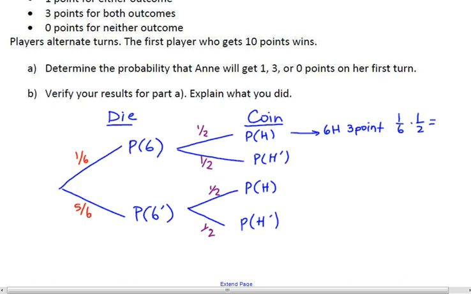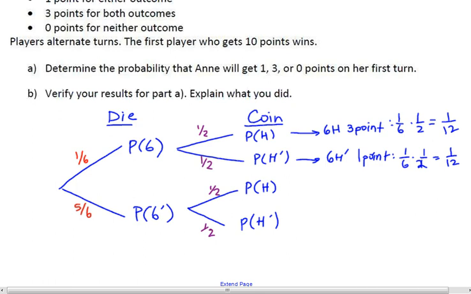Okay, what's 1/2 times 1/6? 1 over 12. Okay, let's keep going. What outcome is here? 6 and not a head. How many points do you get for that? 1 point. What's the probability of that occurring? 1/12 again. 1/6 times 1/2 gives us 1/12.